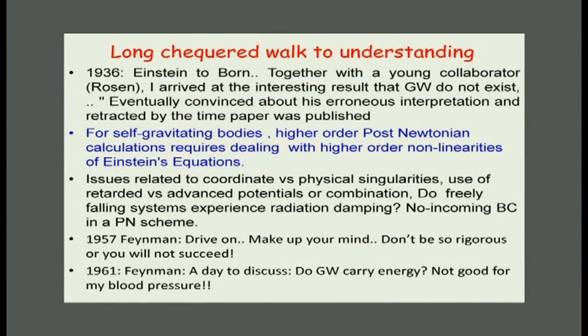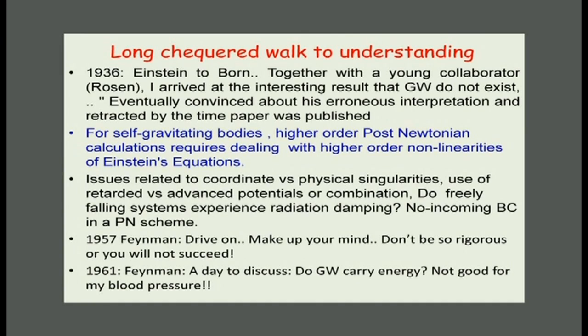In the published paper this erroneous interpretation is not there. And as I told you, the reason it took many years to understand this is basically because general relativity is a very complex theory. You can write it in various coordinates, so you have to be very clear about whether some effect which you are talking about is a coordinate effect or a physical effect, whether some singularity which is there in the equation is a physical singularity or a coordinate singularity.